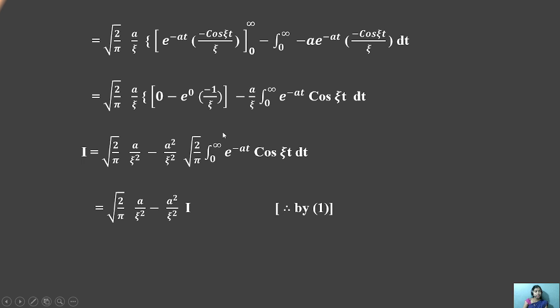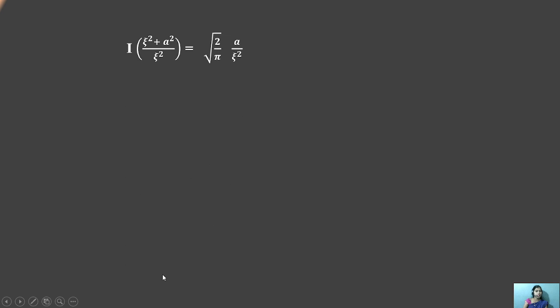After that, you know that this part of the equation, square root of 2 by pi integration 0 to infinity e to the power minus at cos xi t dt, from equation 1, that value is called I. Then put this in I form and the value is generated. Then this value is transferred to the left hand side. Then this minus sign becomes a plus sign. Okay, I into a squared by xi squared equals square root of 2 by pi, a by xi squared. This will be generated as a value.